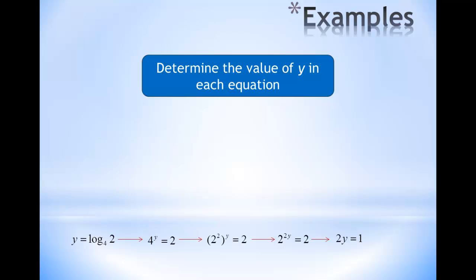The 1 to 1 property tells me that 2y is equal to 1. Remember the exponent there is 1. And if I solve for y, I get y equals 1/2. So basically it says 4 to the 1/2. Remember 1/2 means the square root of 4, and we know that the square root of 4 is equal to 2.